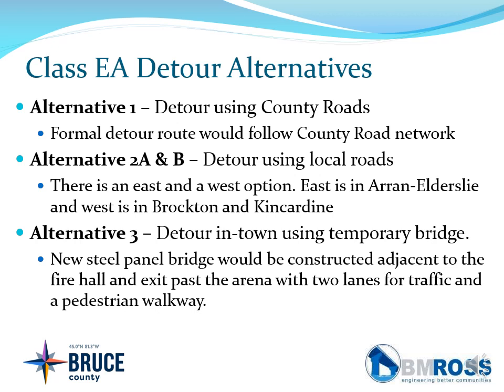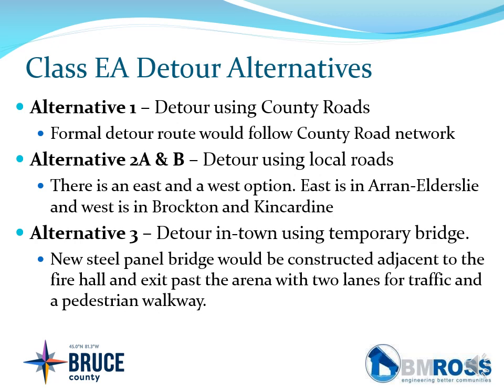So the next few slides will review the Class EA detour alternatives that were considered. These were reviewed briefly in the last public meeting, but we've done additional investigations since then that go into a bit more detail. So there were 3 detour alternatives that were identified as part of this project. Detour 1, alternative 1, was a detour using strictly county roads, which were all paved, but that route was quite long.